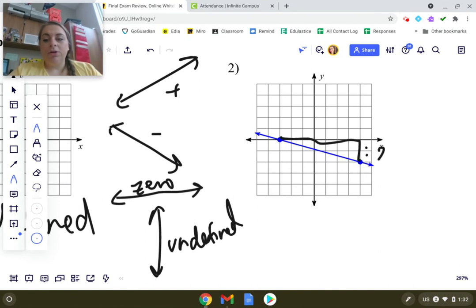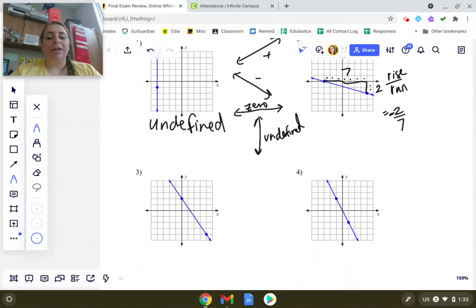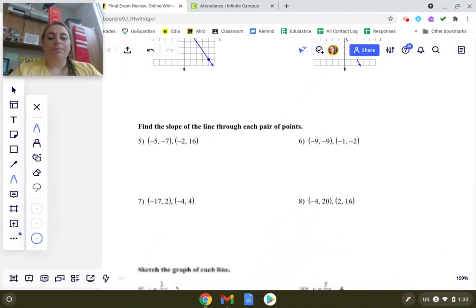So I'm going up 2 over 1, 2, 3, 4, 5, 6, 7. So remember, my slope is rise over run. So I would have 2 over 7. And keep in mind, if we're going up and over, we're thinking if that's a positive line or a negative line, and that's a negative slope. So I'm going to make sure I put a negative in front of that 2 or the 7 to make sure that we know that that's a negative slope. Okay, do that same thing for 3 and 4.